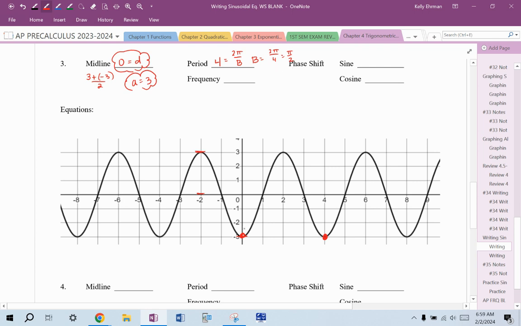This section was our bonus section. What's the frequency? If the period's 4, the frequency is 1/4. That means that every unit, a fourth of the period is graphed. That's kind of easier to see on this one.